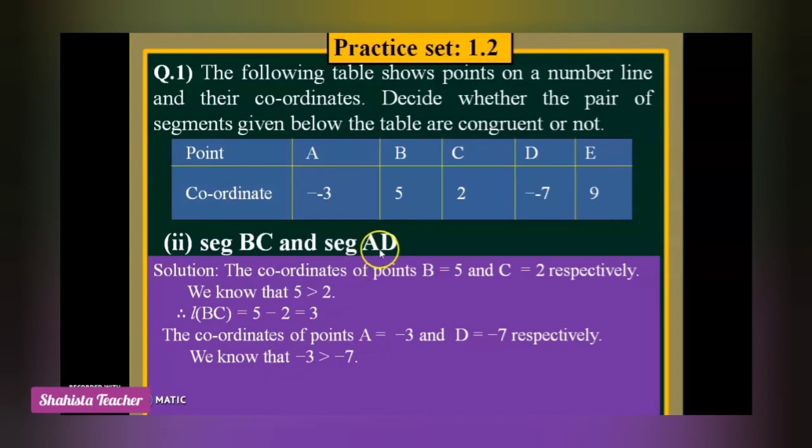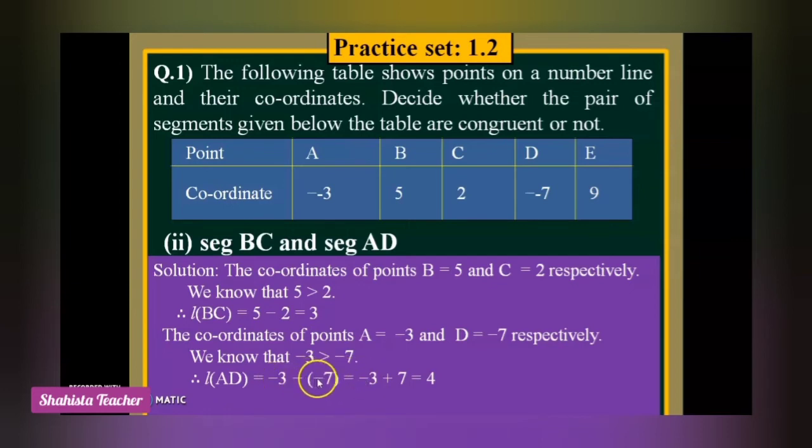Now here we are calculating the length of AD. So length of AD is equal to minus 3 minus minus 7. Why minus 3 minus sign? Because here A represents minus 3, D represents minus 7 and one minus sign is for calculating distance. So length of AD is equal to minus 3 minus, inside bracket put minus 7, is equal to minus 3.